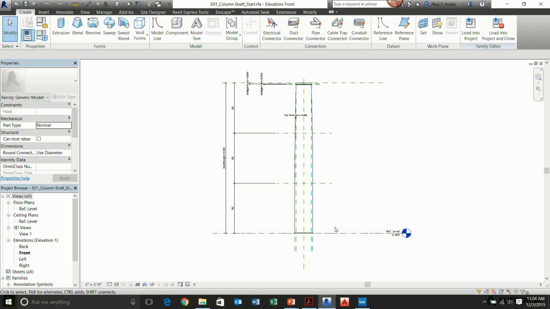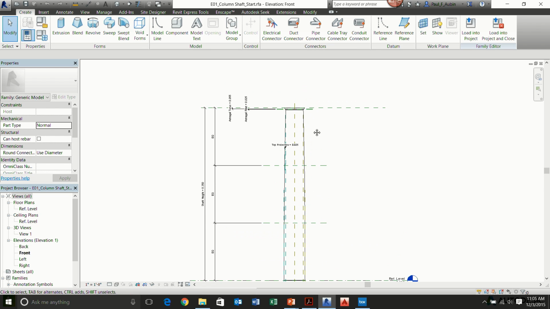Because the distance is so far away, it's going to be really hard for me, so I'm going to do a lot of zooming in and out because there's just no other way around it. That's the only thing I don't like about this example. Okay, there's a shaft in here already.